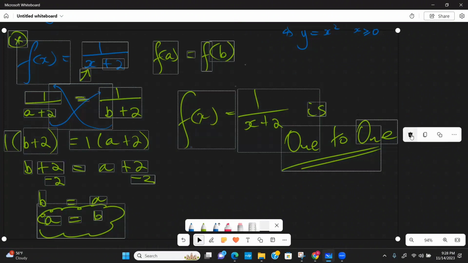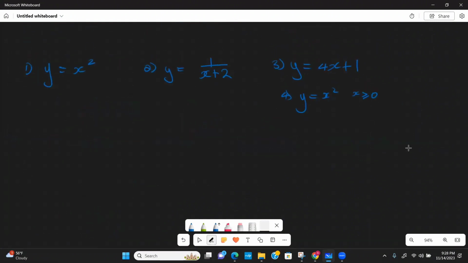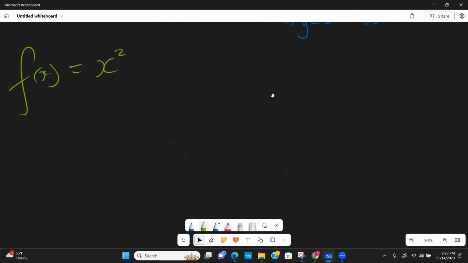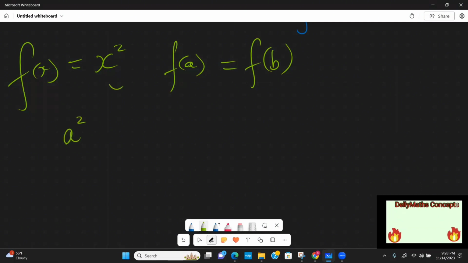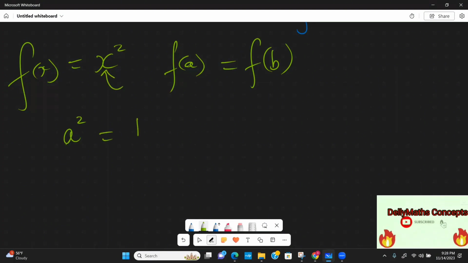All right, let's go for the next one. Let us say we're looking at this one where f of x is equal to x squared. We want to know if this is a one-to-one function. If f of x is equal to x squared, then f of a must equal f of b. Let's substitute. So a squared, because I'm substituting a for x, is going to equal b squared, because I'm substituting b for x.